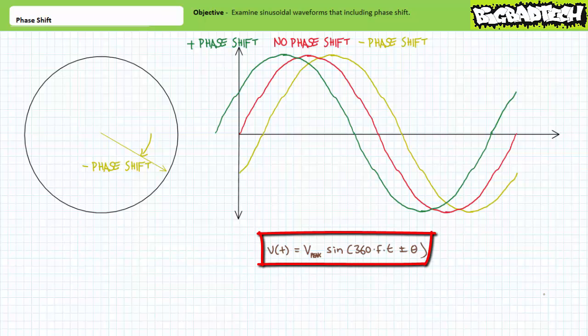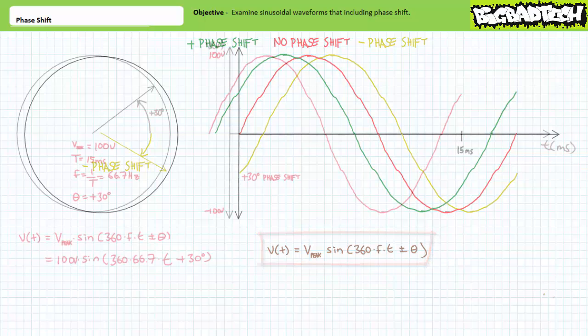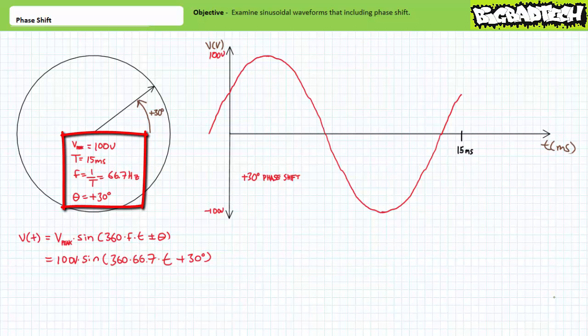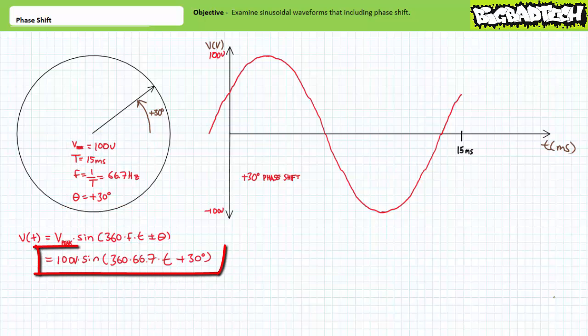Including phase shift in the general expression, we simply add or subtract the phase shift to the terms inside the parentheses. For example, consider a time-variant sinusoidal with a 100-volt peak, a period of 15 milliseconds, and it happens to get a positive 30-degree head start to the day. This period corresponds to a frequency of 1 over 15 milliseconds, or approximately 66.7 hertz. The time-variant voltage expression will resolve itself into V of t equals 100 volts times sine of 360 times 66.7 times the time of interest plus 30 degrees.